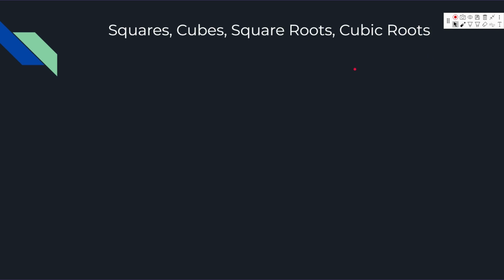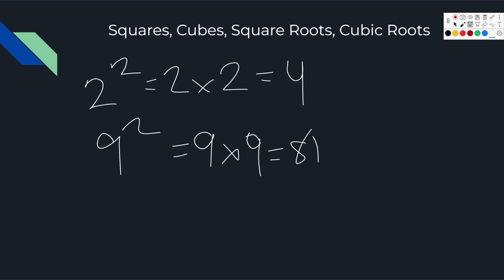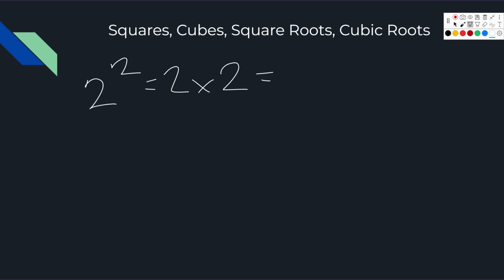Finally, we have squares, cubes, square roots, and cubic roots. Now, this is a more simple topic, however, it must be covered. So, for squares, if they give me 2 squared, any number squared is simply multiplying that number by itself. So, 2 squared is the same thing as 2 times 2, which equals 4. If I have 9 squared, that's the same thing as 9 multiplied by 9, which is equal to 81. So that's how you deal with squares.